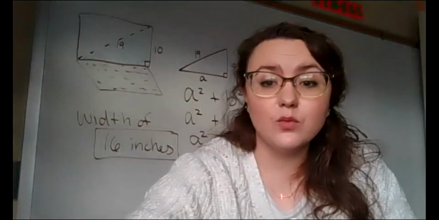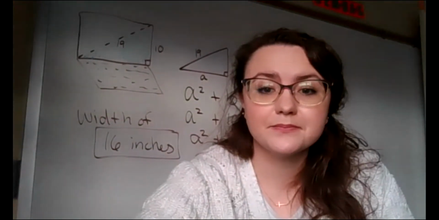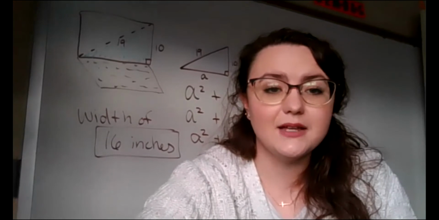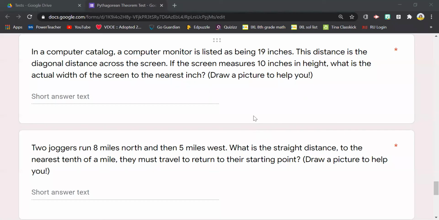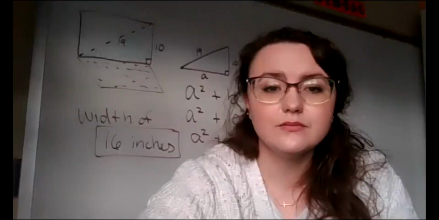Okay, we have one more problem we're going to look at, and then we'll be done. So 2 joggers run 8 miles north and then 5 miles west. What is the straight distance to the nearest 1/10 of a mile they must travel to return to their starting point? So let's draw a little picture of what's going on.